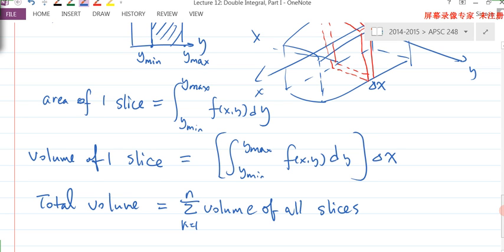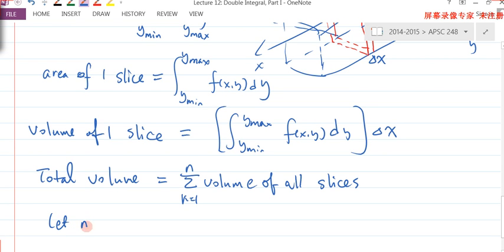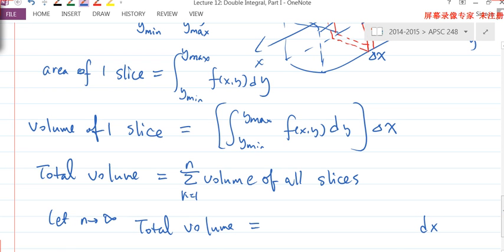And that's the approximation. And then you let n go to infinity, right? So this time it's not an approximation anymore. That becomes the exact calculation of the total volume. So now the total volume equals, as n goes to infinity, this delta x becomes dx, right? And the summation here becomes another integral.